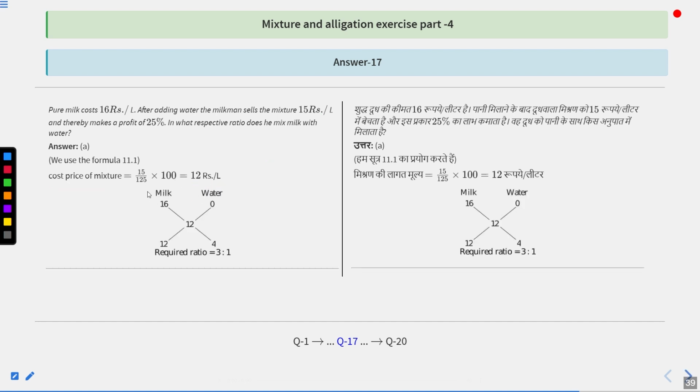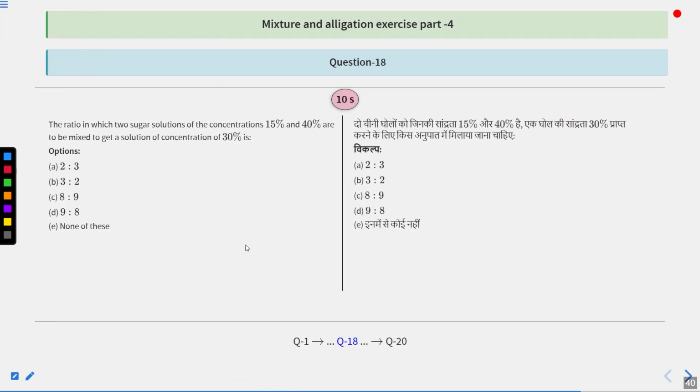So applying alligation, water is freely available, in mathematical terms the price of water will always be 0. So milk is 16 rupees, water is 0, their average price is 12. So the ratio will become 3:1.